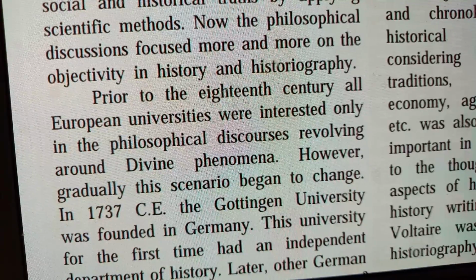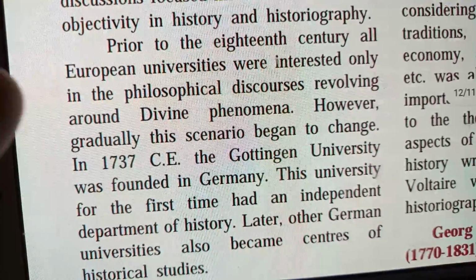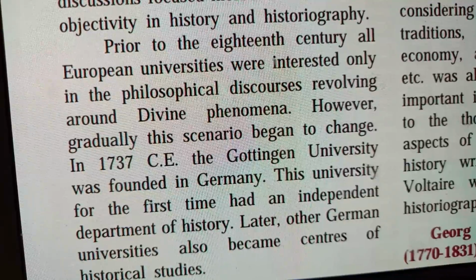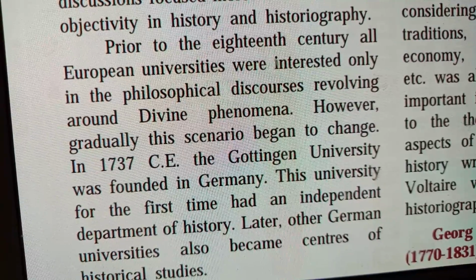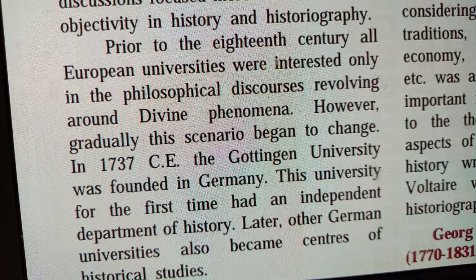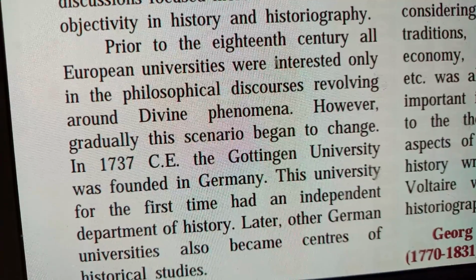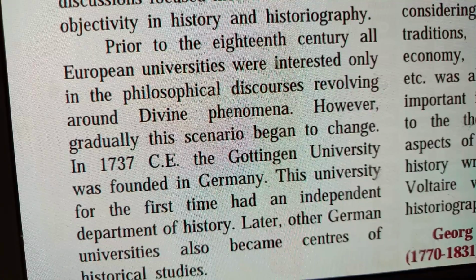However, gradually this scenario began to change. In 1737 CE, the Göttingen University was founded in Germany. This university for the first time had an independent department of history. So Göttingen University is in Germany. That department had only the history department of the information. But nowadays you have different departments of history, like Pune University, Mumbai University, Nagpur University, and all types of universities are there to understand historical information and to study the different approaches in modern historiography. So all the universities have historical departments of study, and we are also studying history in school.